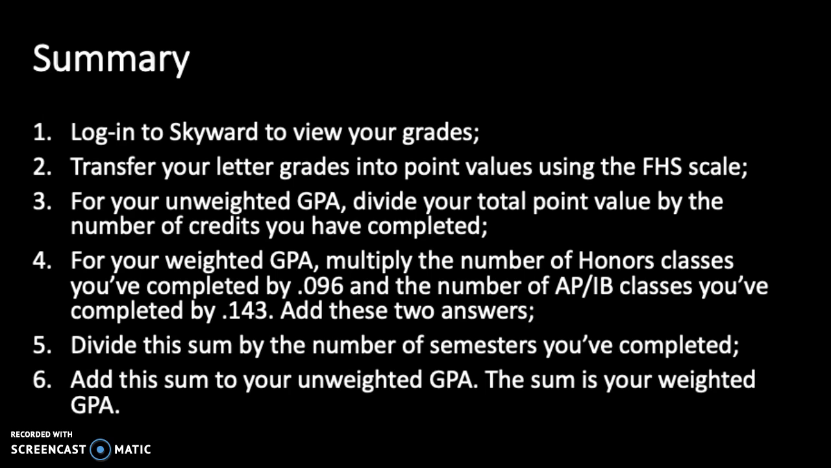To summarize, follow these steps. 1. Log into Skyward to view your grades. 2. Transfer your letter grades into point values using the FHS scale. 3. For your unweighted GPA, divide your total point value by the number of credits you've completed. Number 4, for your weighted GPA, multiply the number of honors classes you've completed by 0.096 and the number of AP, IB, or other double-weighted classes you've completed by 0.143. Add these two answers. Number 5, divide this sum by the number of semesters you've completed. And step 6, add this sum to your unweighted GPA. The sum is your weighted GPA.